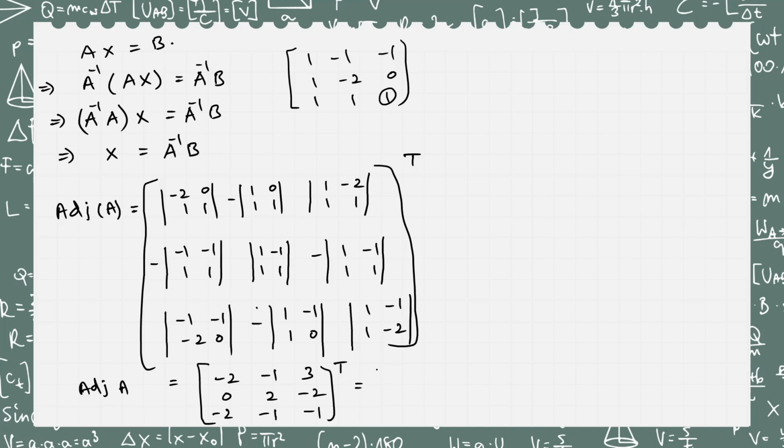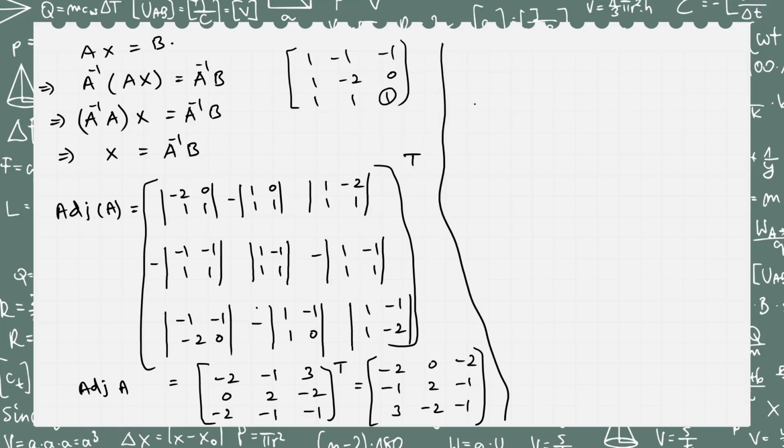So the transpose will be, changing the columns as rows and rows as columns, we have minus 2 minus 1 3, and 0 2 minus 2, and minus 2 minus 1 minus 1. So that is our adjoint matrix of A. Now we need to find the value of A inverse. So A inverse will be 1 by determinant of A into adjoint matrix of A. That will be 1 by minus 4 into this matrix, minus 2 0 minus 2, minus 1 2 minus 1, 3 minus 2 minus 1.